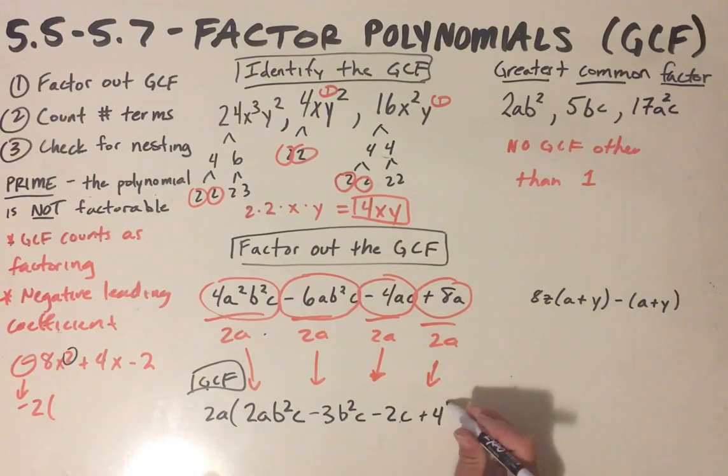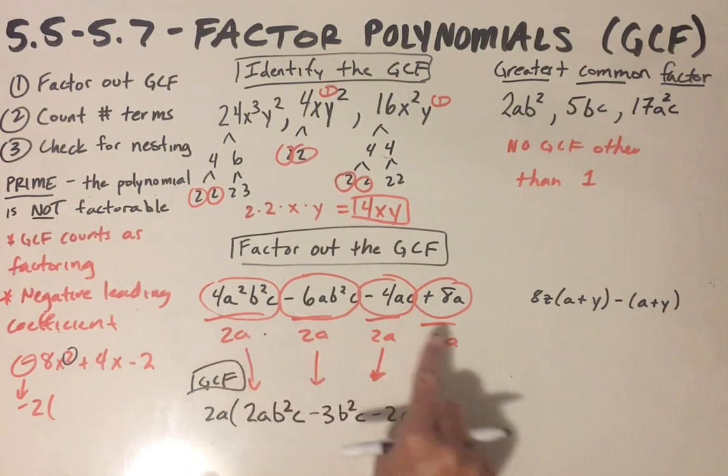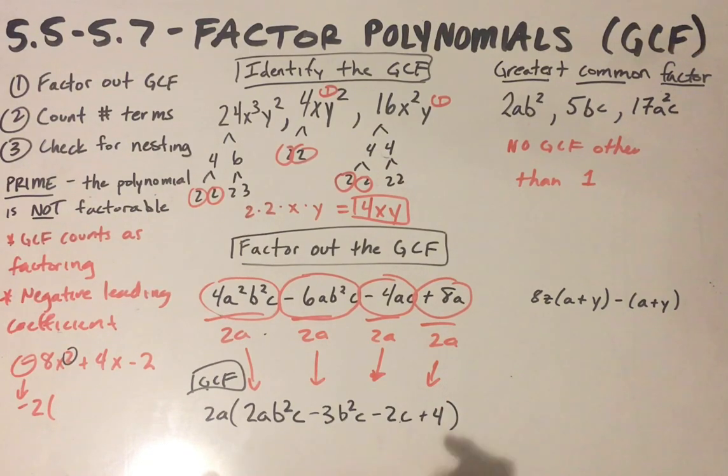and the A's cancel. So factoring out the GCF means identify it, put it out front, and then divide each of the terms by it to see what's left here. So I just always call this what's left, what's left inside of these parentheses. Okay, so that's factoring out a GCF.